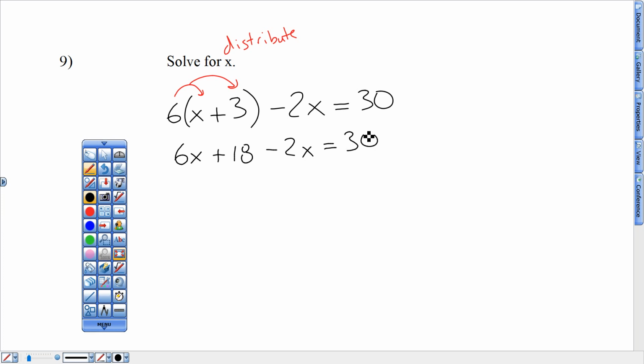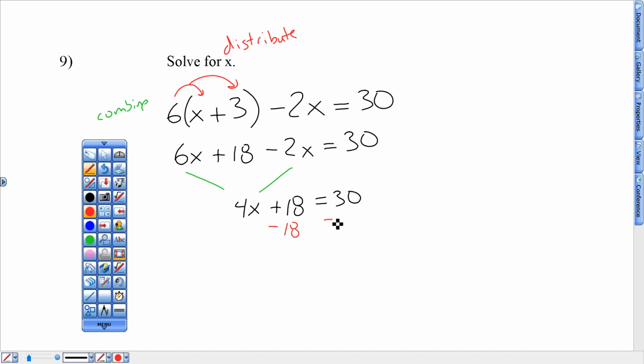And then right there, combine. This is combining. You're not doing inverse operations. You're not doing stuff like plus 2x to get 8x. No siree. You're doing regular math. 6 minus 2, that gives me 4 of those x's. Bring down that 18 and the 30. And then right there, take away 18.